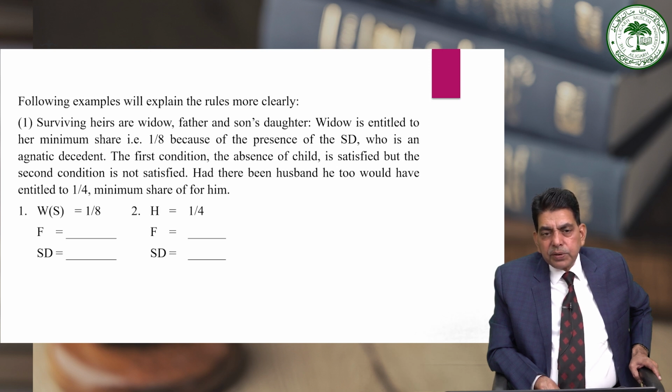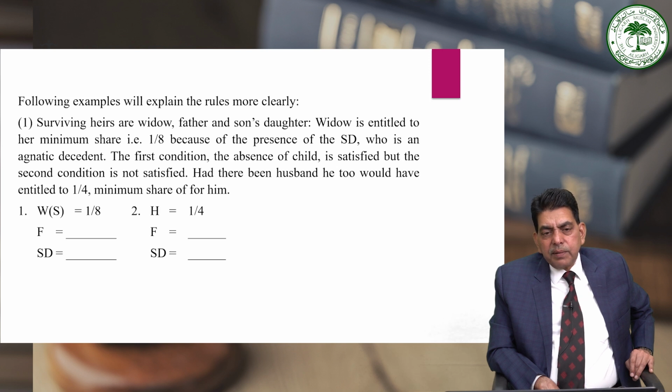Suppose the surviving spouse is widow. Suppose H is a person, propositus, and he has died leaving behind his widow, father and son's daughter. In this example 1, you read widow, father and son's daughter. These are the three relatives who have been left behind by the deceased. Now here I will discuss only the entitlement of the widow, whether she will be entitled to the maximum or will be entitled to the minimum share.